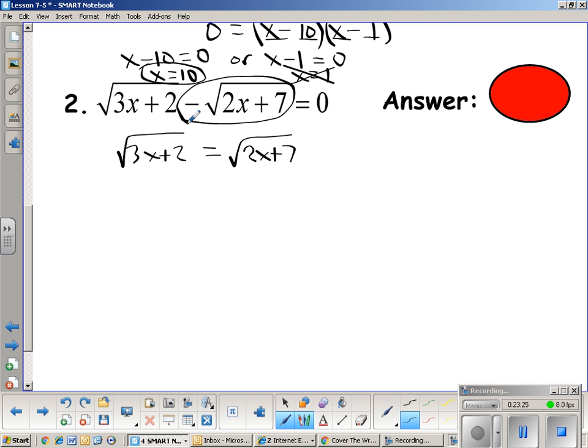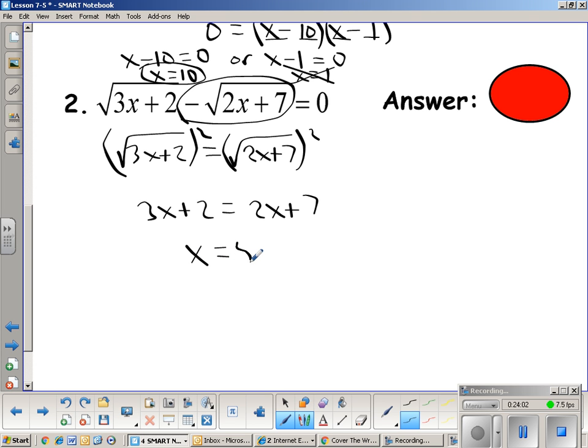So what do we do now? We square. We undo the radical, so we square both sides. You see, though it looked a little scary at first, because I only had 1 radical on each side, when I squared it, they both cancel. And so I'm left with 3x plus 2 equals 2x plus 7. So if I subtract 2x from both sides, I get x, and if I subtract 2 from both sides, I get 5.